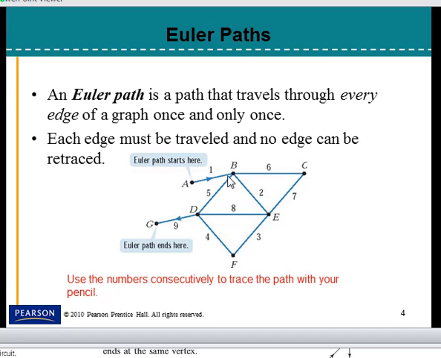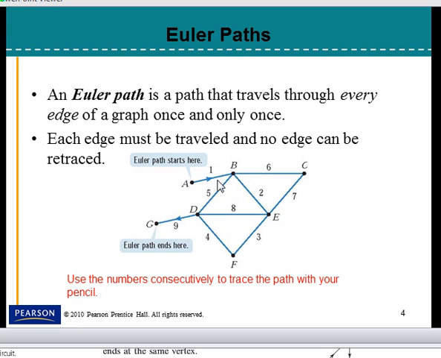And we have to go through each edge once, one and only one time. You can't retrace an edge or go over an edge again. This has to be done by trial and error. You try this, you try that, and if it doesn't work, you try something else until you come up with a path that will take you through each and every edge and will not retrace any edge. So that's what we call an Euler path.